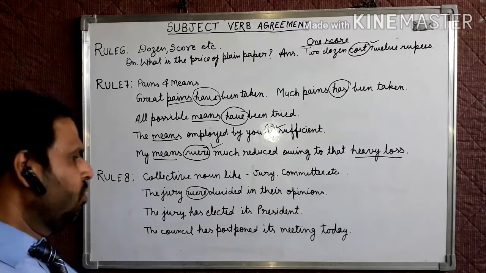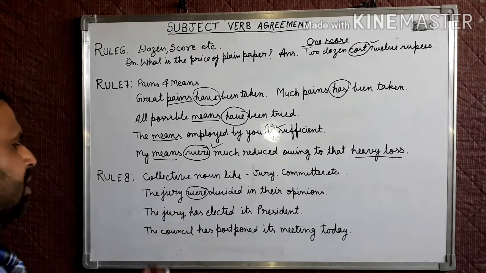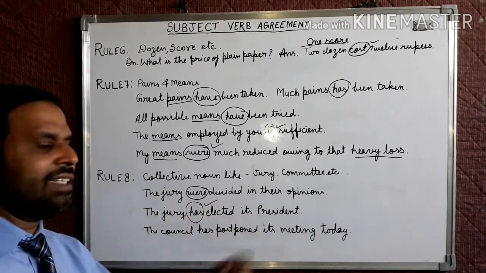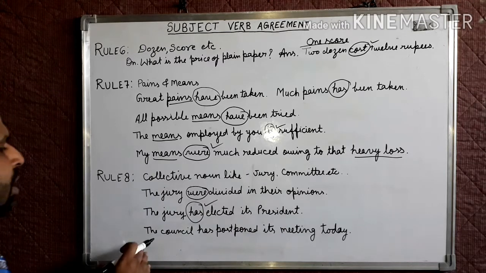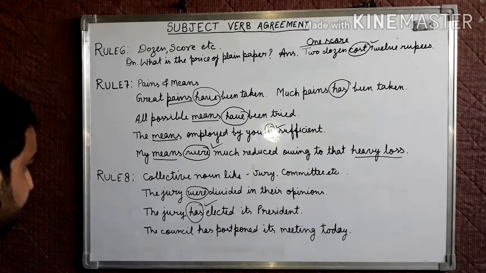Every member was agreed on this point. That's why the word has here is singular. The jury has elected its president. Now we see our last sentence, and that is: the council has postponed its meeting today.